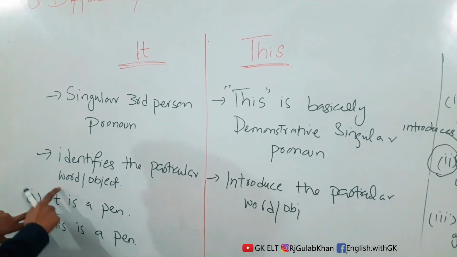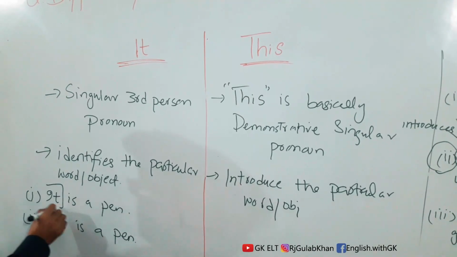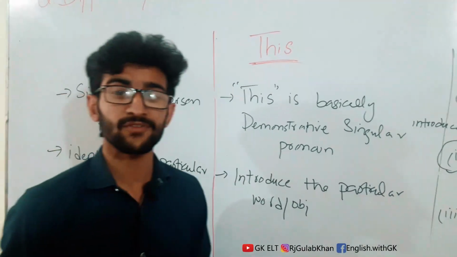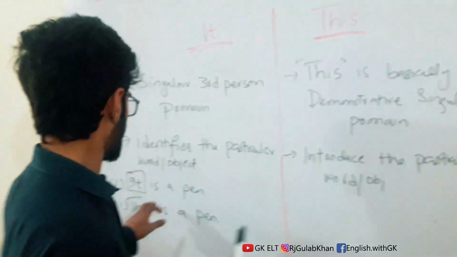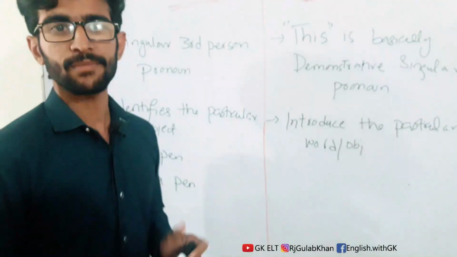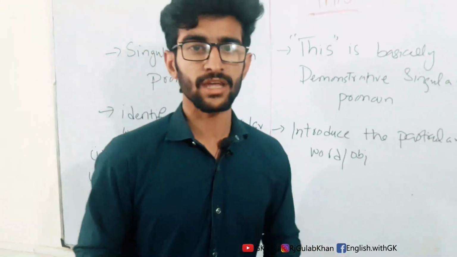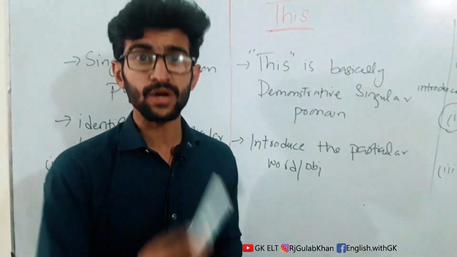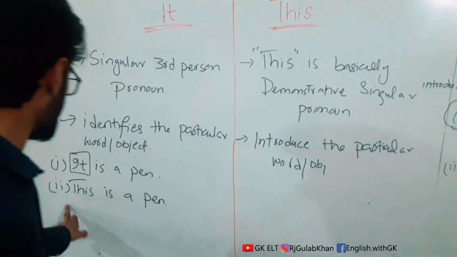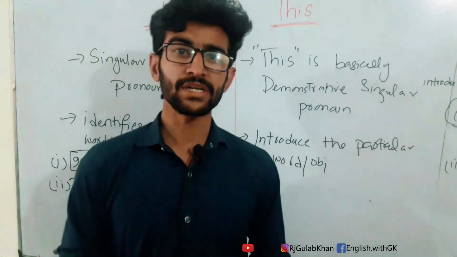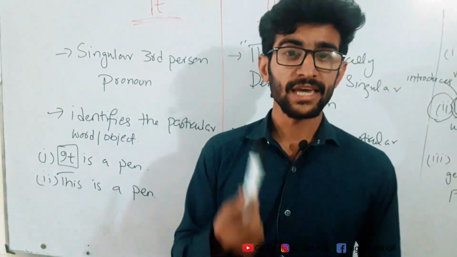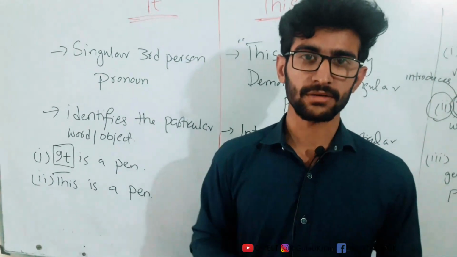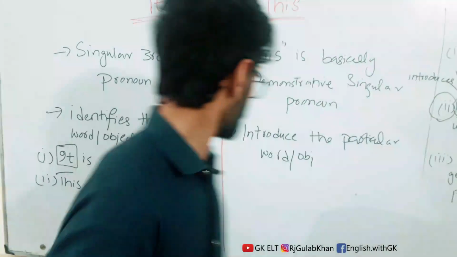So here the person is trying to specify that it is a pen. If a lay person says, it is a pen or it is a marker, what he actually wants to say is that it is a pen. He is identifying that pen. And if a person says this is a pen, what he actually tries to do is introduce that particular marker or pen.